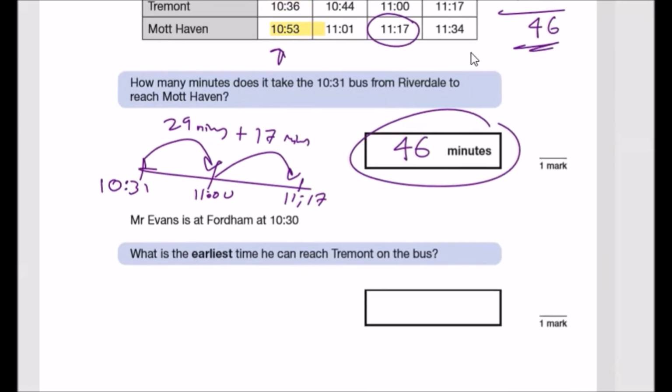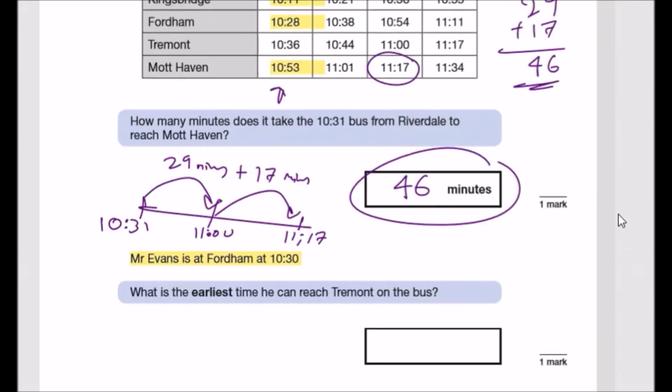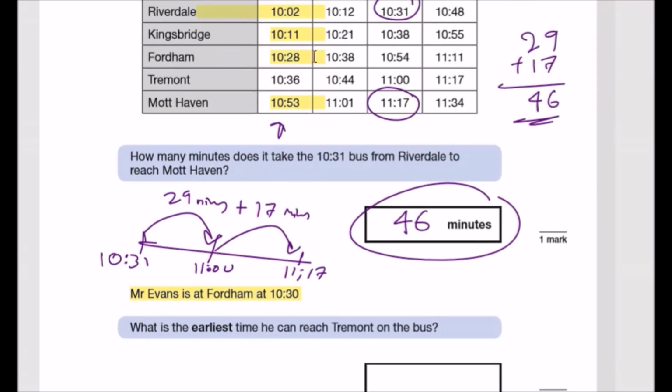Oh yeah, I've missed our complete information. So Mr. Evans is at Fordham at 10:30. So this is what he wants to do. So he's at Fordham, so he's over here. So 10:30. So he can only catch these 3 buses. Okay. What is the earliest time he can reach Tremont by?